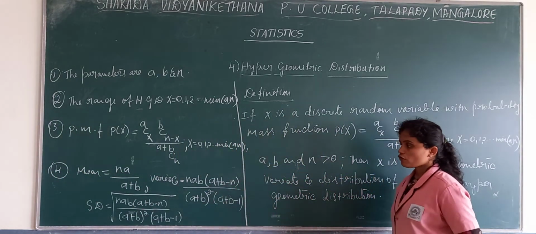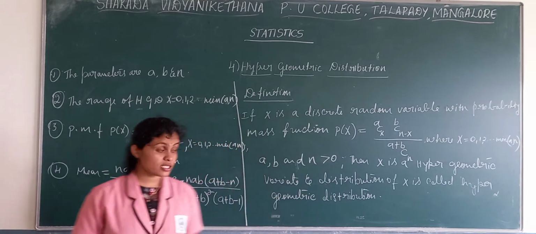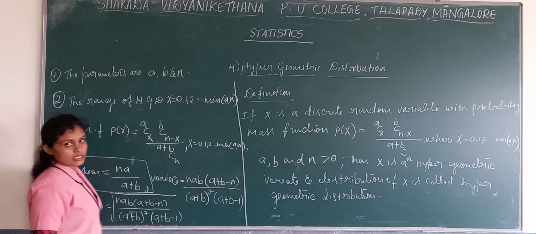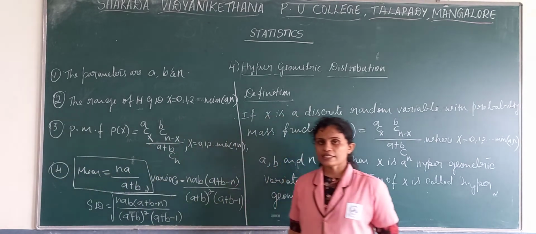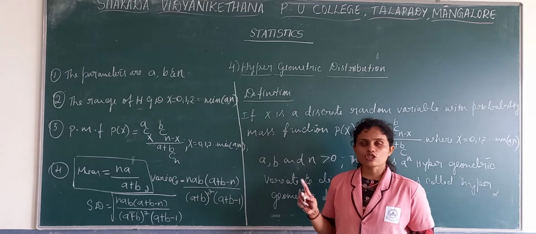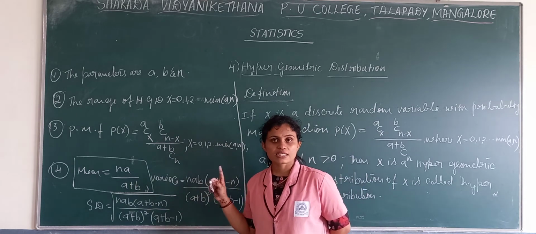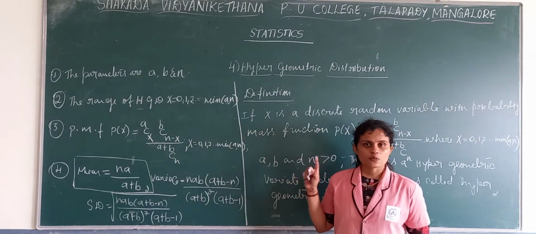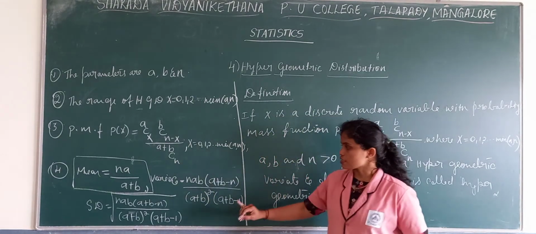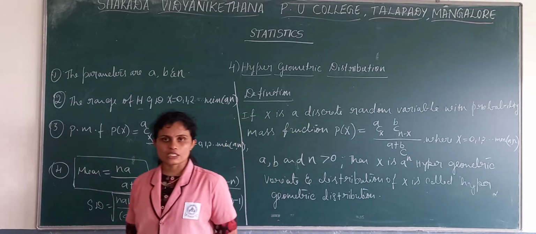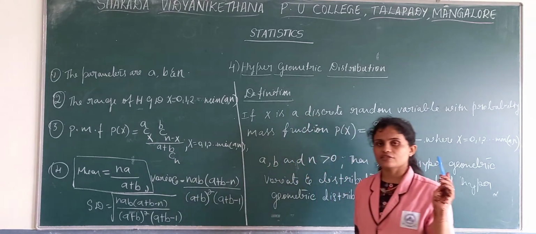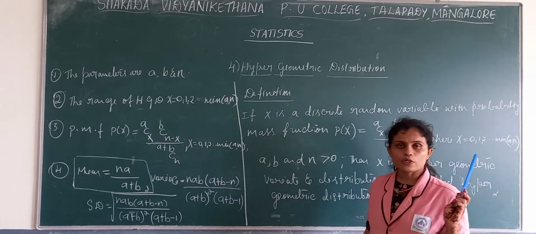See here, the formula for mean and variance is different from other distributions. Mean is equal to NA by A plus B. Variance is equal to NAB into A plus B minus N divided by A plus B whole square into A plus B minus 1. And the root of variance is called standard deviation. It is very important here. The mean, variance and standard deviation formulas are very important in the case of hypergeometric distribution.